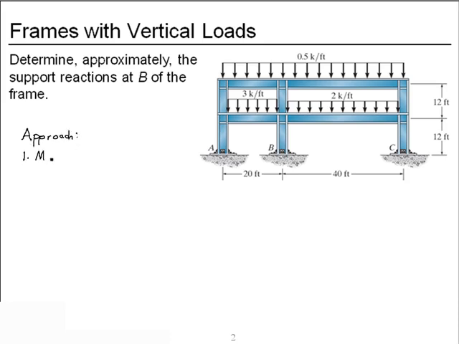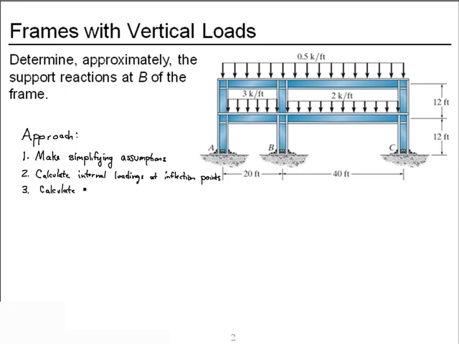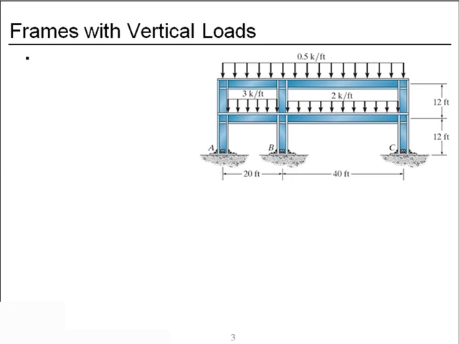We'll begin by making simplifying assumptions. Since it's an indeterminate frame, equations of equilibrium alone are not enough to find all of the internal loadings. So we make some assumptions that provide the additional pieces of information we'll need. Then we're able to calculate internal loadings at the inflection points. That will be sufficient information so that we can, in step 3, calculate the reactions at point B. Let's get started.